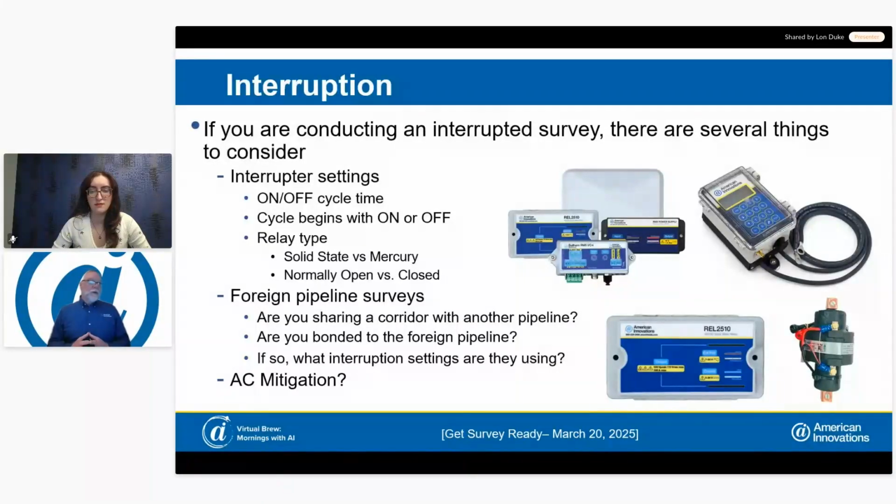Are you sharing a corridor with another pipeline? And are you bonded to it? If so, you need to verify and make sure that y'all are running on the same cycle. Is there any AC mitigation out there? That wreaks havoc on interrupted surveys.